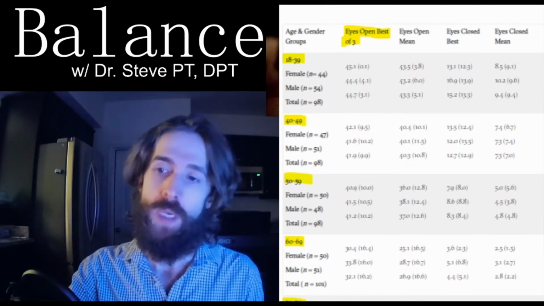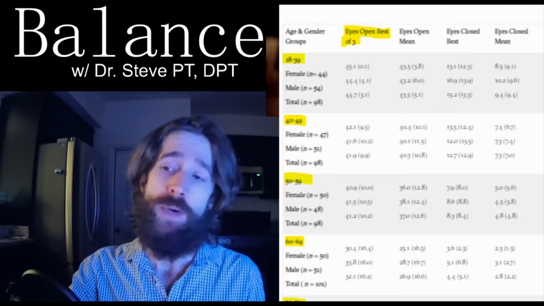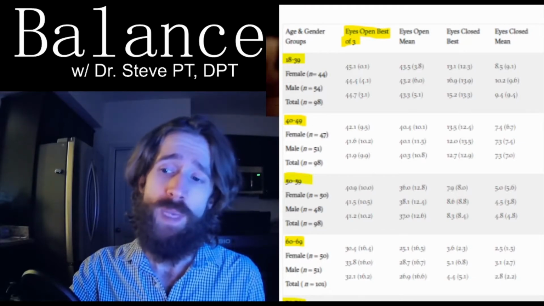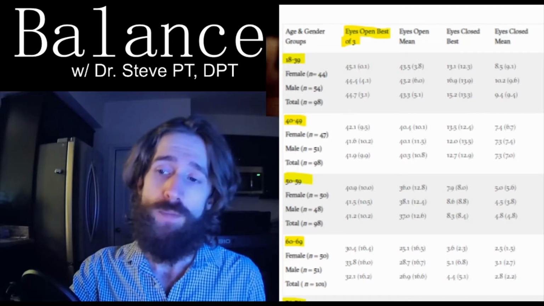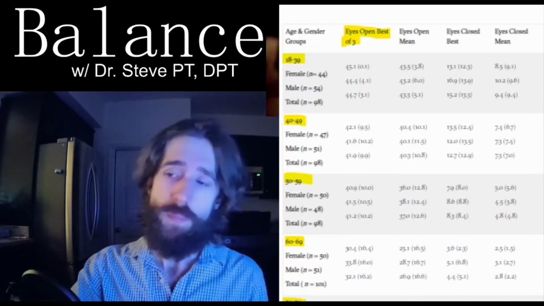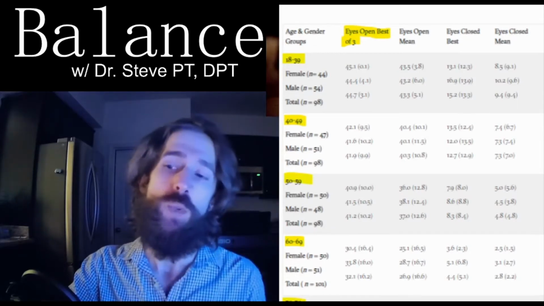So if you see, well, let's just take 18 to 39-year-olds, female to male. We had 44 female participants, 54 male participants. Here's the total, 98. But for the females, their eyes open best of 3 trials came to 45.1 seconds, males 44.4, with the total here being 44.7. Just keep that in mind and watch what happens.